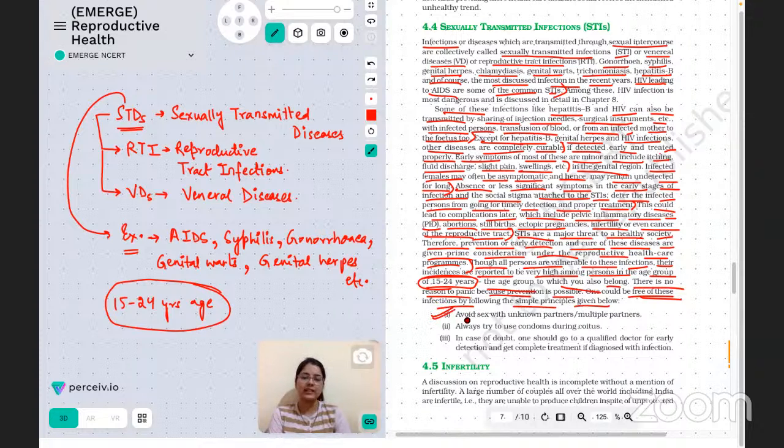That means avoiding sex with unknown partners or multiple partners. Always try to use a condom during coitus. Then, in case of doubt, one should always go to a qualified doctor for early detection and to get complete treatment if diagnosed with infection. There should be a complete course of treatment if diagnosed with any kind of infection. Okay? So this is what you need to know about sexually transmitted diseases.